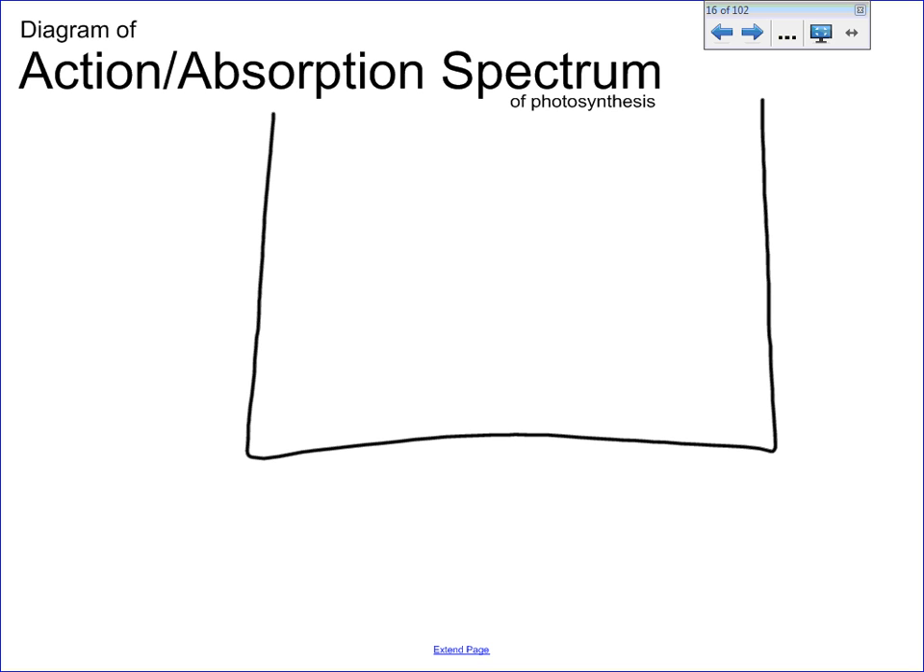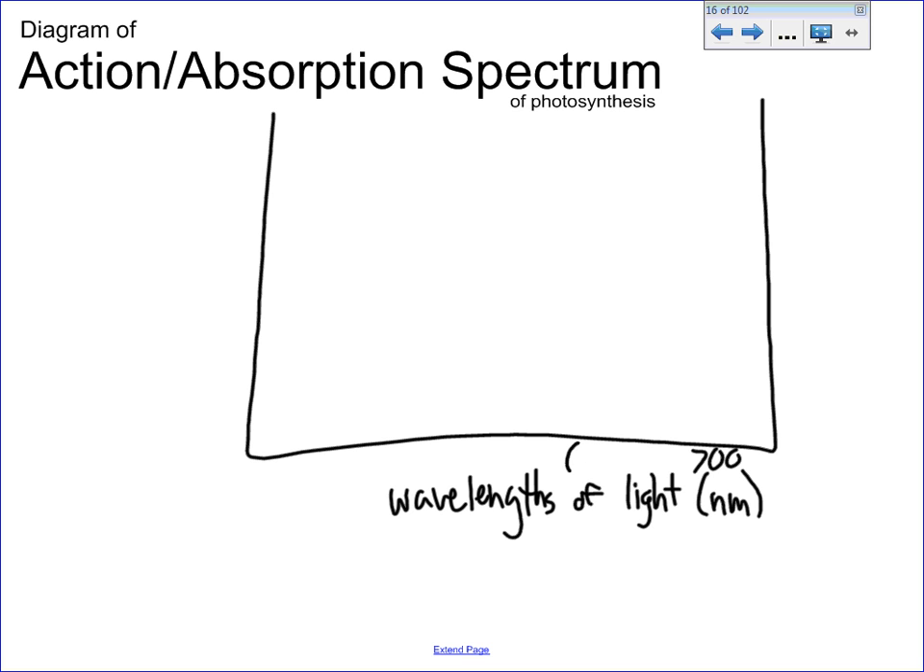Here we're going to diagram the action and absorption spectrum of photosynthesis. To start this off, we're going to go ahead and make a nice big graph. And that graph has to have a labeled x-axis, and that is going to be our wavelengths of light. That is going to be measured in nanometers and should run starting at about 700, which is very red, 600, 500, and then 400, which is going to be blue or violet.